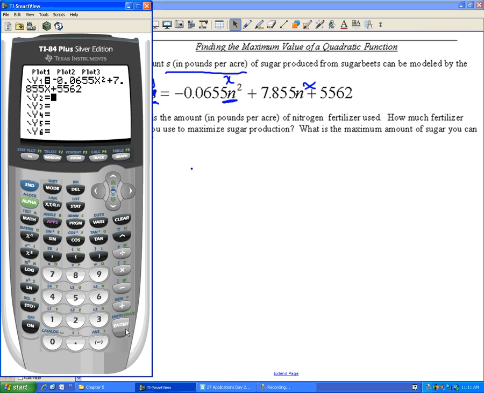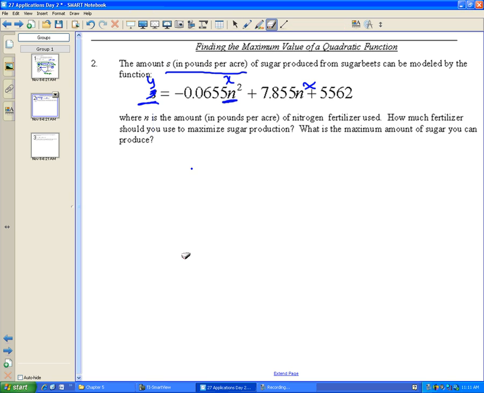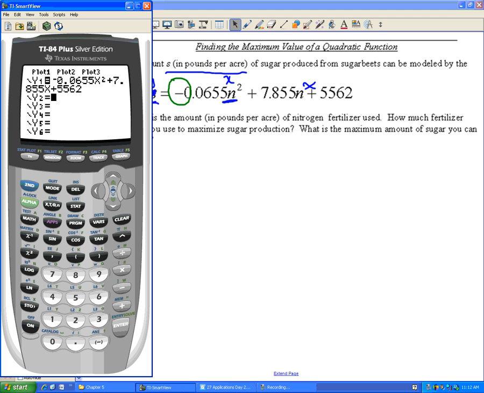There's my equation. I only need the one equation because I'm trying to find a maximum. How do I know I'm going to find a maximum? Because it has a negative in front of the x squared, or n squared, term. If it was positive, I could possibly find a minimum. So let's find my maximum.